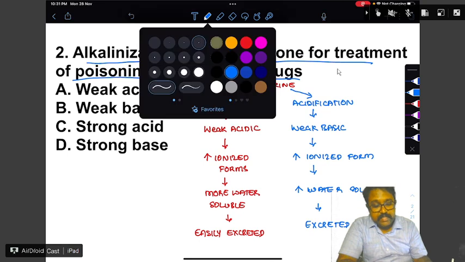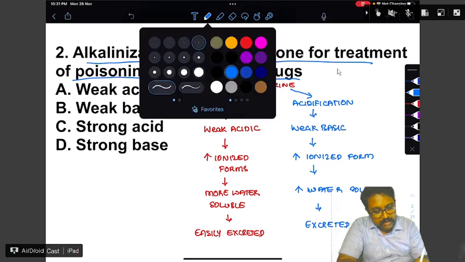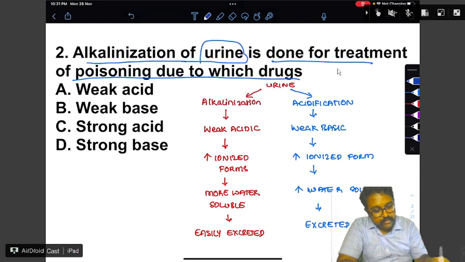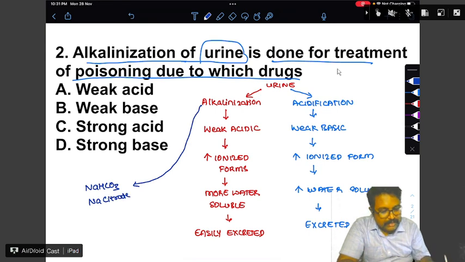So what are the substances that will be used for alkalization? Please remember, for alkalization you will be using substances such as sodium bicarbonate or sodium citrate.